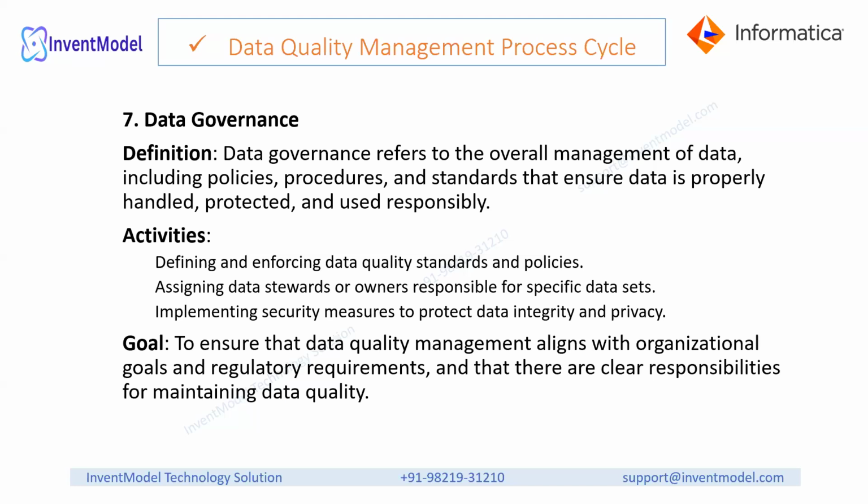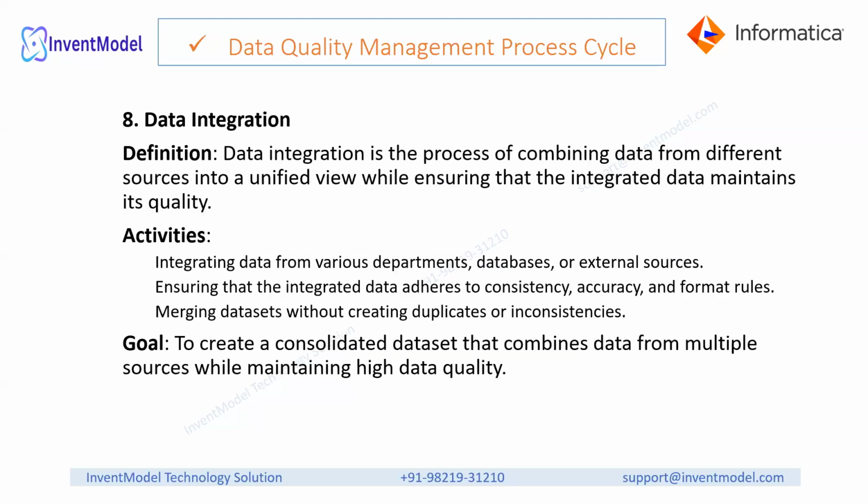What is the goal of using data governance? To ensure that data quality management aligns with organizational goals and regulatory requirements, and that there are clear responsibilities for maintaining the data quality. So data governance comes mostly for this regulatory compliance part, which is a very important DQM process that must be followed to avoid any penalties or big escalation from the regulator.